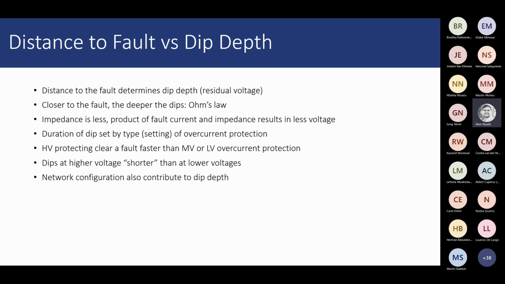And just important also, your network configuration also contributes to the depth. So that's why it's difficult to compare different electrical networks with each other, because the configuration and the characterization of that network will be different in different places or in different networks in South Africa.